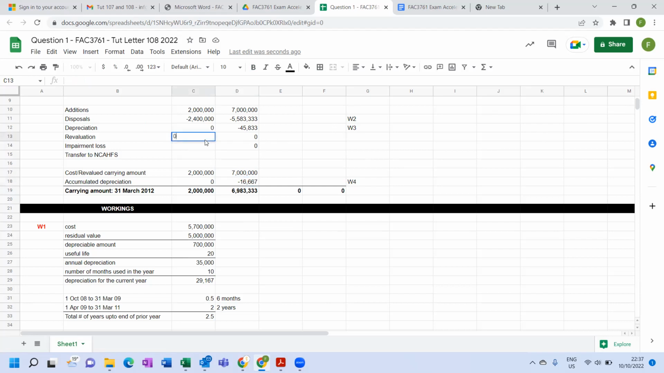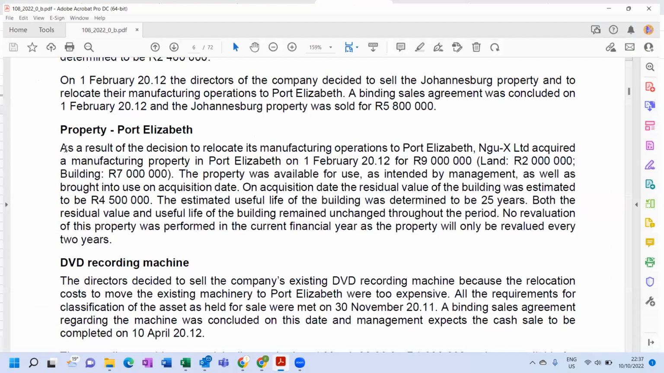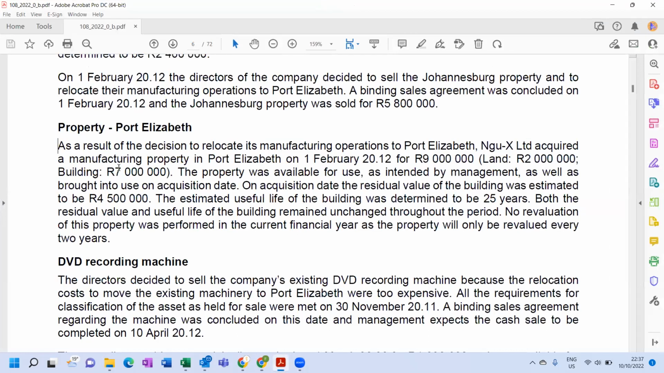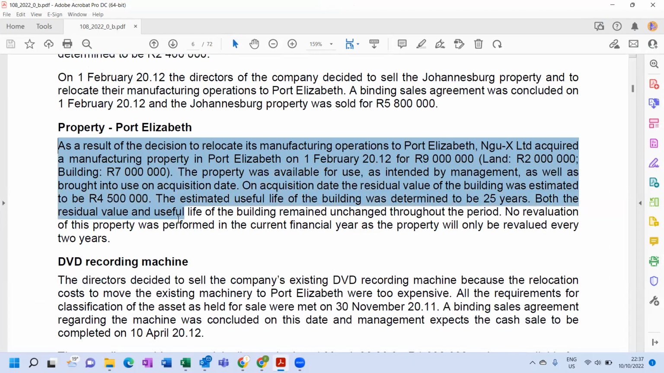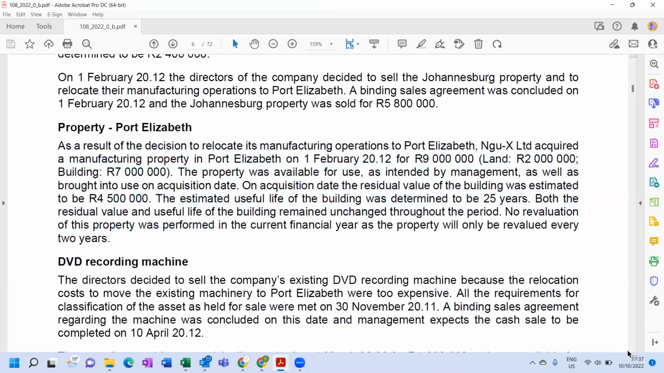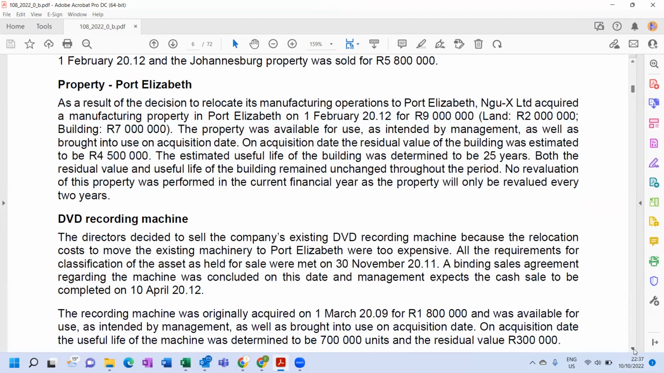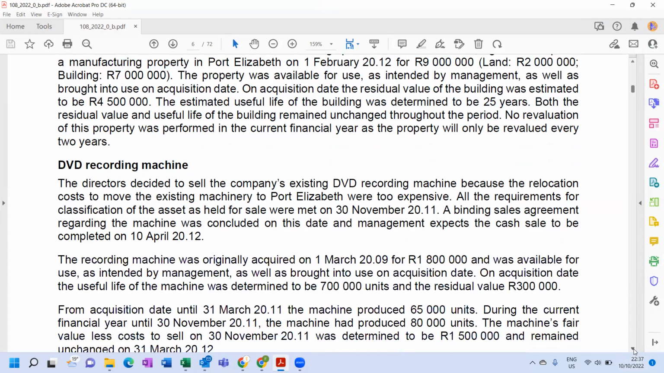Okay, there's no revaluation during the current year, no impairment loss, no transfer. So that is basically this over here. We took into account the additions, there was no disposal, and we took into account depreciation, there was no revaluation. Okay, so that's it. Now we can move on to the DVD recording machine.